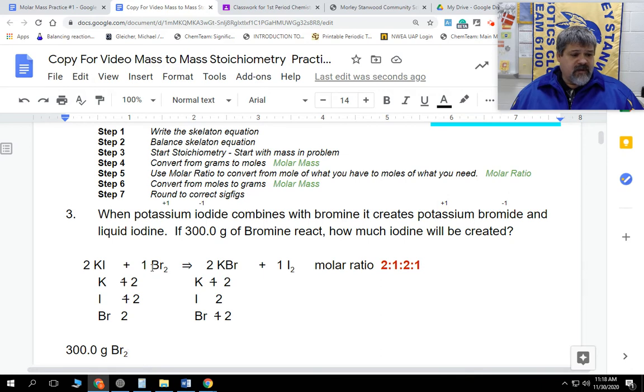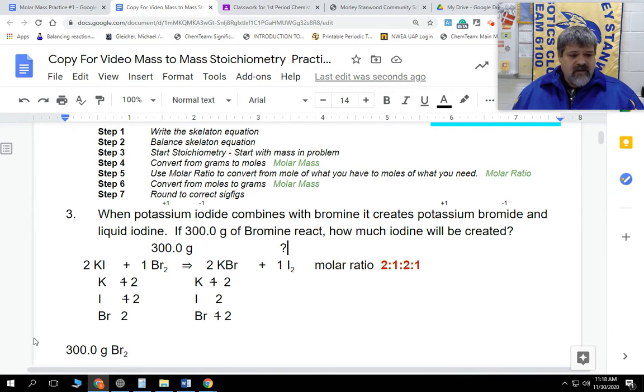So if I have 300 grams of this, how much of this over here, the question is how much iodine will be created. So we can tab that over to that. It says, well, we're looking for this. That's what we're looking for. Sometimes I like to write this down just because visually it tells me where I'm going to go from and what I'm going to go to. So we're going to start off with this.